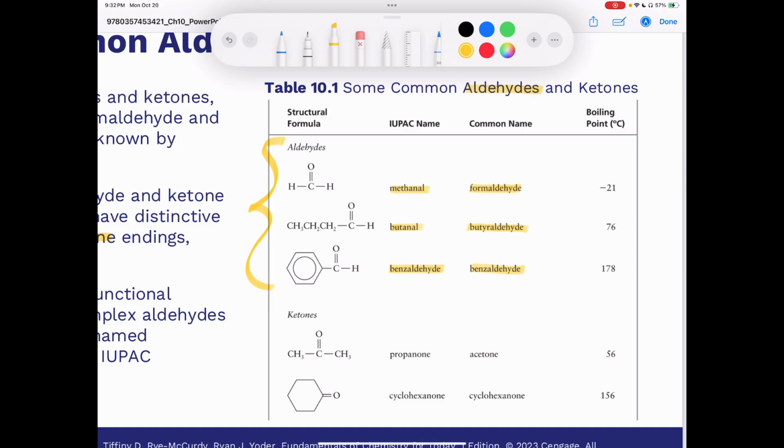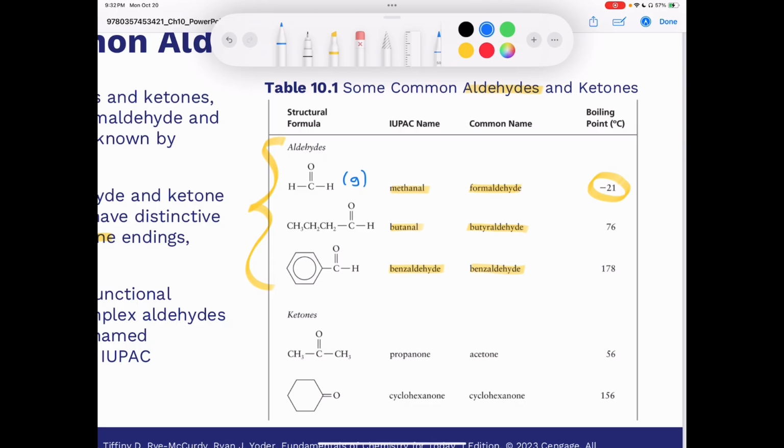You can see here that if its boiling point is -21, that would mean that formaldehyde is actually a gas at room temperature. Now you might be thinking, well, what about the formaldehyde that's used to preserve samples in a biology lab? I thought that was a liquid. Well, that is actually a solution of formaldehyde gas in water. That's actually called formalin, but we call it formaldehyde.